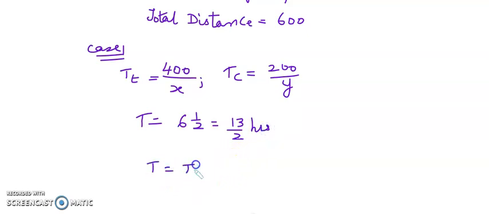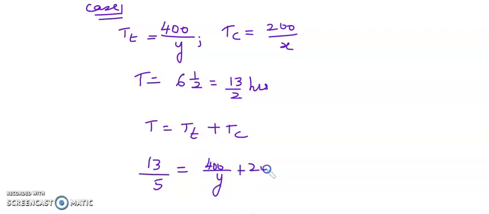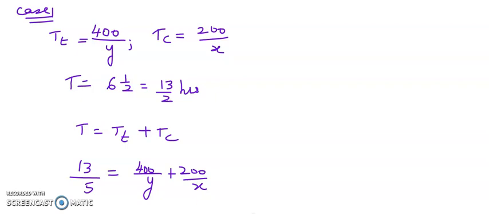So total time will be equal to the total time taken by car plus train, right? Wait a minute, my car was x and my train is y. I made a mistake with the speed. Sorry, this is y, this is x. You can take it either way. So this will be 13 by 2 equals 400 by y plus 200 by x. You can keep the speed of train as x and speed of car as y. It's your wish. Either way the answer is going to be the same. The variables are not going to change the concept.